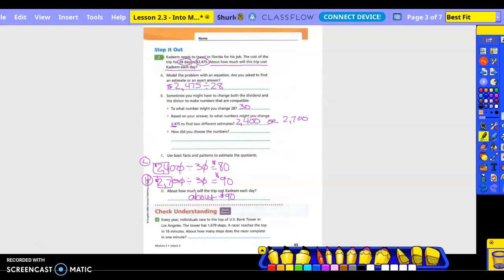Check understanding number 1. Every year, individuals race to the top of the U.S. State Tower in Los Angeles. The tower has 1,679 steps. A racer reaches the top in 16 minutes. About how many steps does the racer complete in 1 minute? So our numbers are 1,679 steps, 16 minutes, and we're looking for about how many steps does the racer complete in 1 minute.